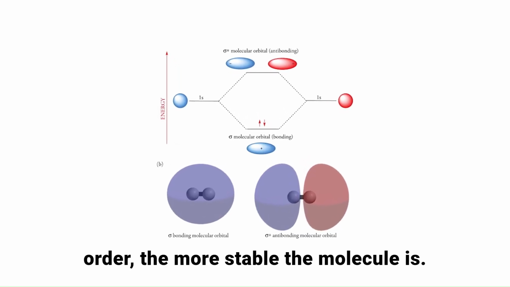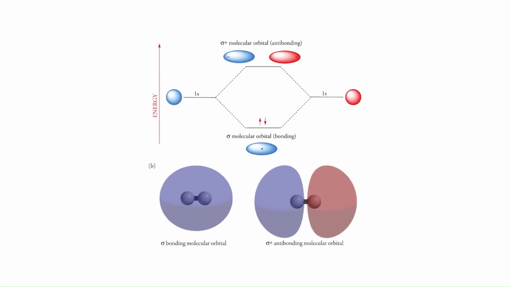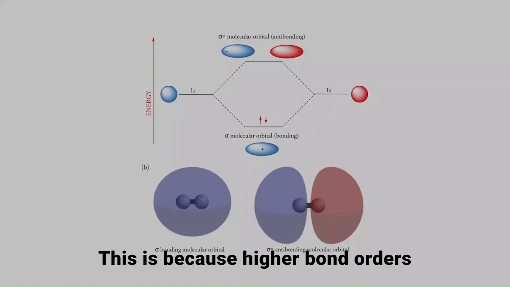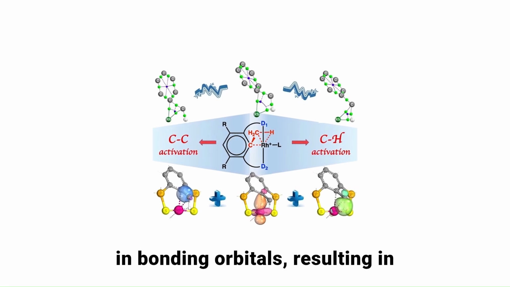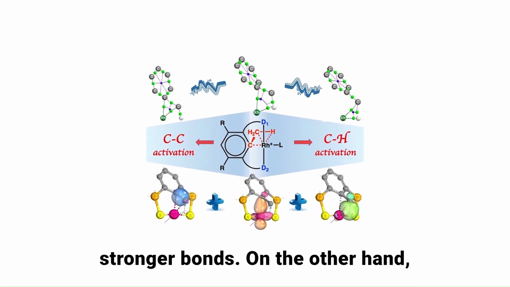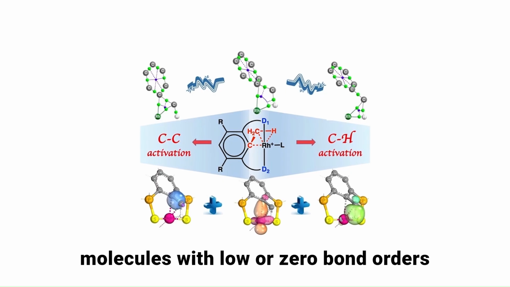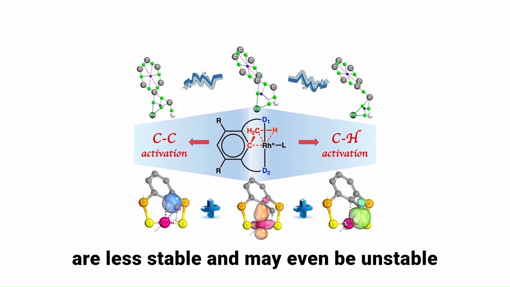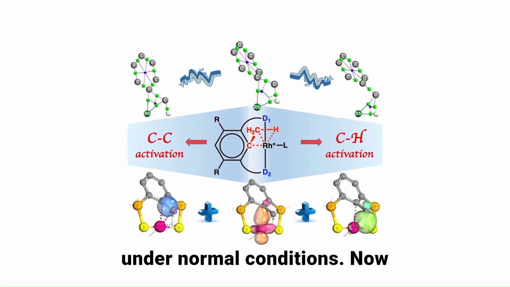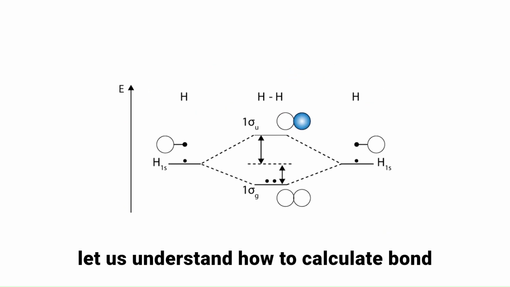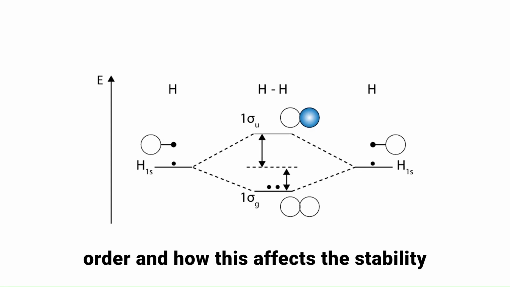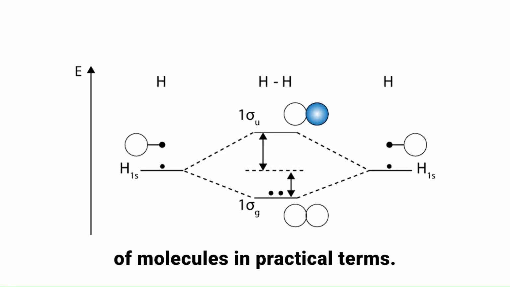Bond order is closely tied to the stability of a molecule. The higher the bond order, the more stable the molecule is. This is because higher bond orders indicate a greater net electron density in bonding orbitals, resulting in stronger bonds. On the other hand, molecules with low or zero bond orders are less stable and may even be unstable under normal conditions. Now, let's understand how to calculate bond order and how this affects the stability of molecules in practical terms.